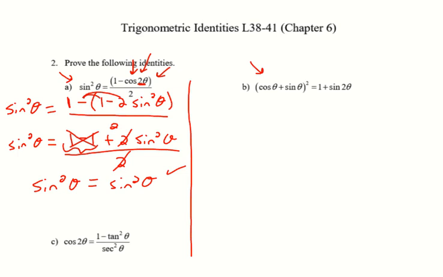So if you expanded that by doing the rainbow, then you would have cos squared theta plus 2 cos theta sine theta, and then plus sine squared theta. That's what it would all be equal to when you wrote it all out. And that's supposed to be equal to 1 plus sine 2 theta.